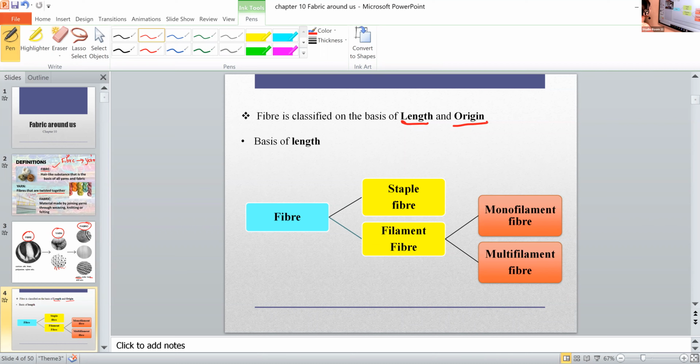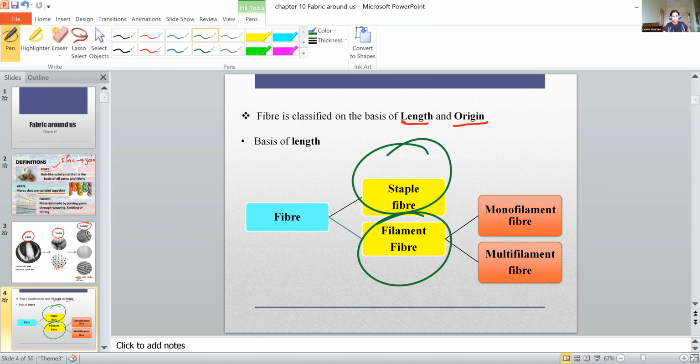According to the length, the fiber is classified into two, that is staple fiber and filament fiber. Note down the spelling. Yes, it's length based. We can classify the fiber on the basis of two factors: one is on the basis of length and the other is on the basis of origin. First, we are going to look at how we can classify the fiber on the basis of length.